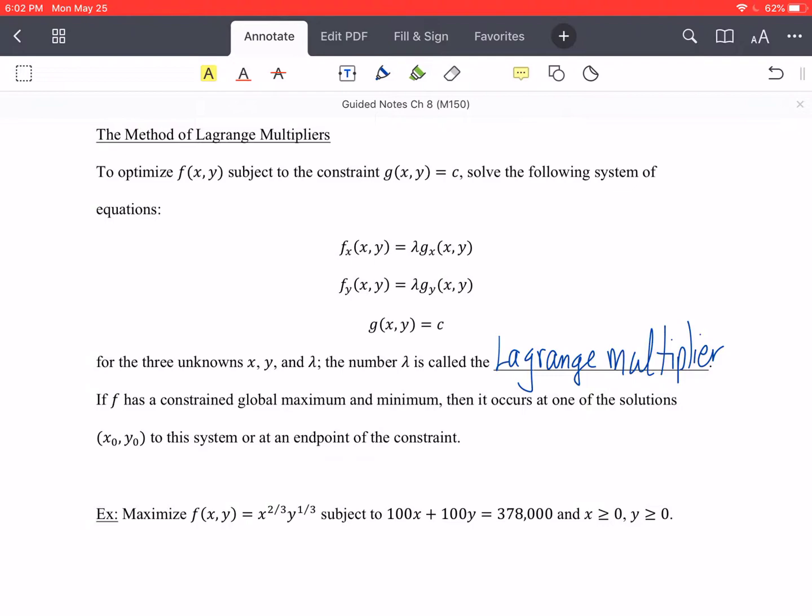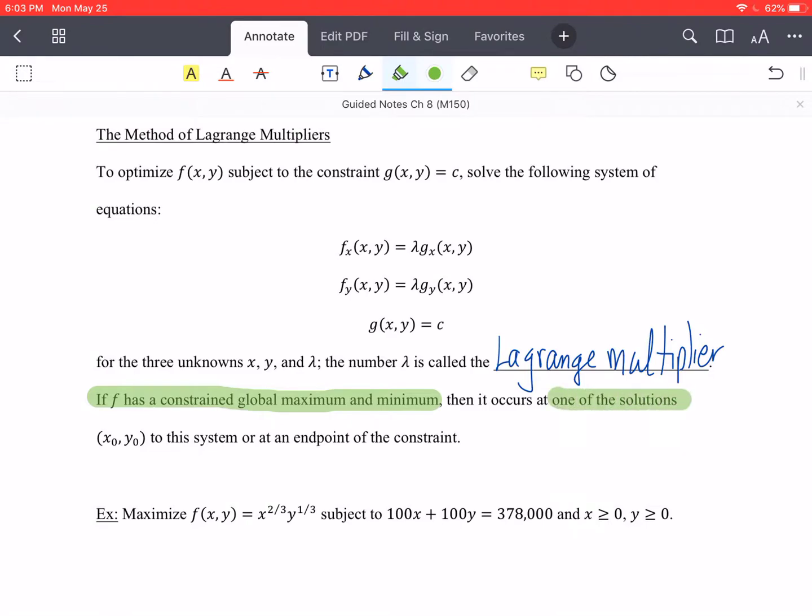If f has a constrained global maximum or minimum, then it occurs at one of the solutions to this system or at an endpoint of the constraint. So those are the possibilities. If we solve this system of equations and get the corresponding x and y values, that's going to tell us where the max or min occurs. And it could occur at an endpoint, and we'll see that in a little bit too.